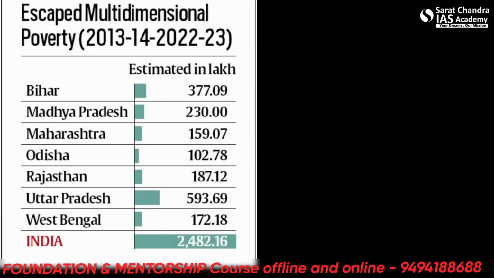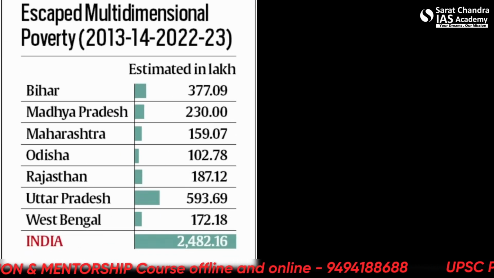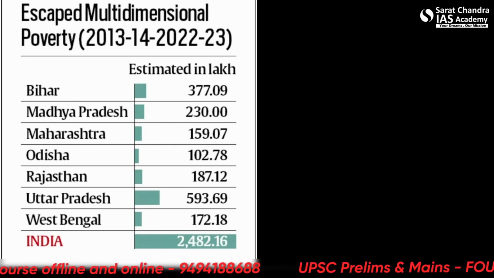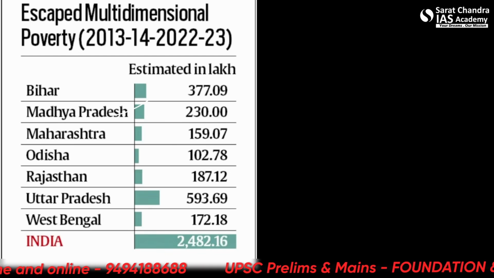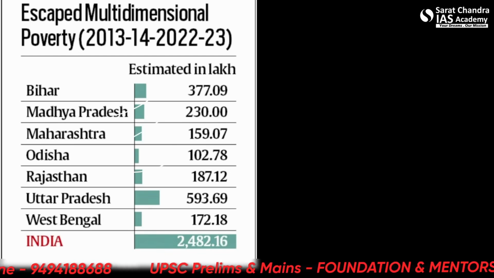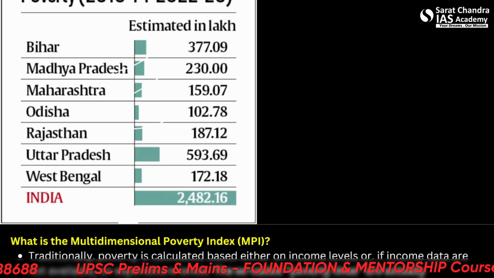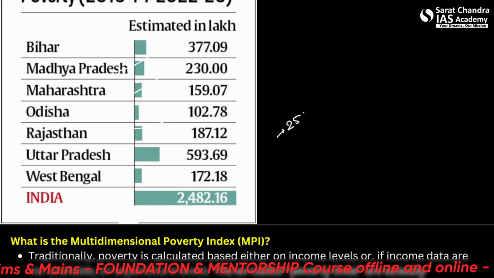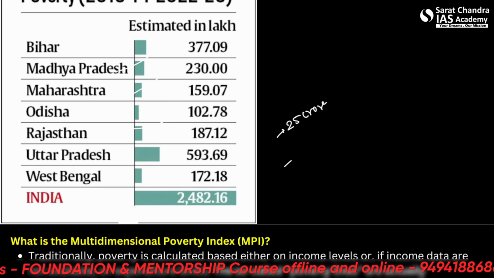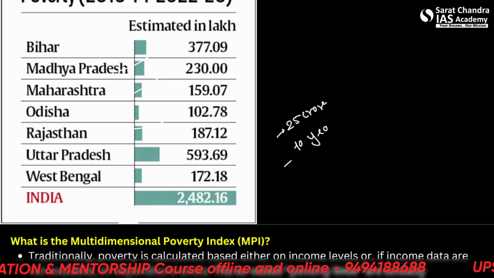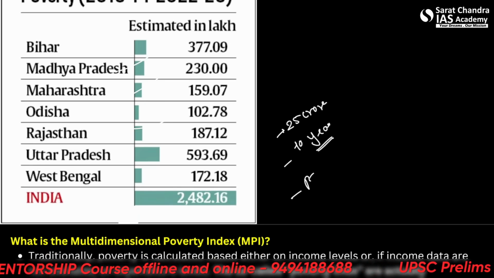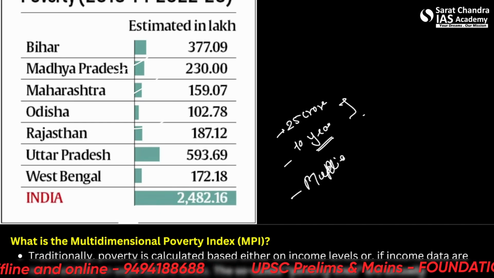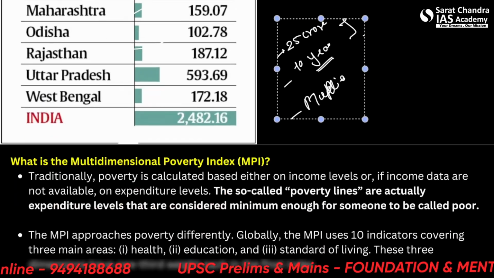So we come here, escaped multidimensional poverty. So we see UP is topping here. There are multiple people more in Bihar, Madhya Pradesh, and then further more in Maharashtra, Rajasthan, etc. and so on. Overall, we see a figure of around 25 crore people in the last decade, last 10 years, escaping multidimensional poverty. So please remember this figure for your interview as well as answers.